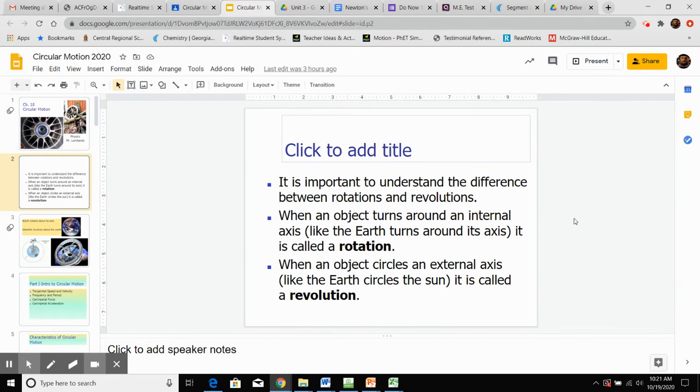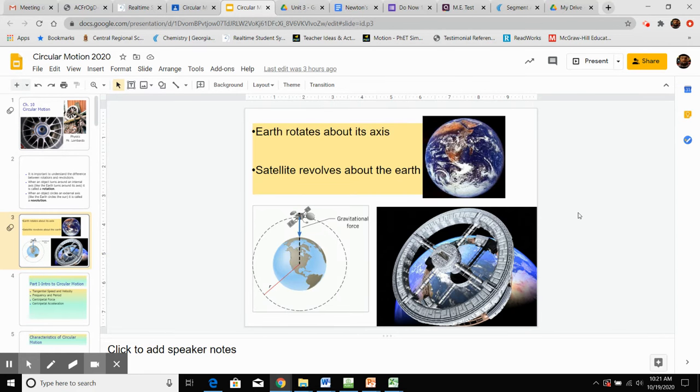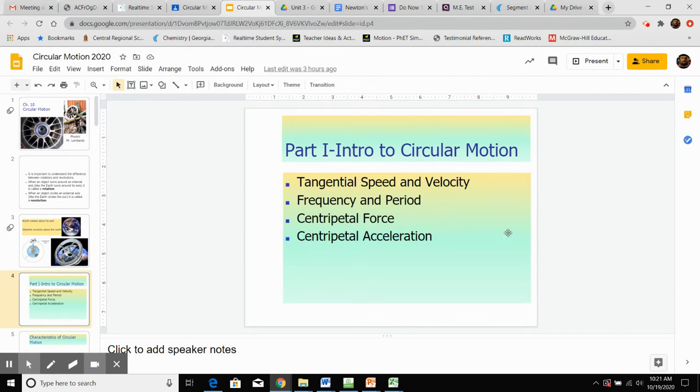So just rolling through some of this stuff, you need to understand the difference between rotation and revolutions. Giving you guys the definitions here, pretty simple, pretty straightforward. These are the terms and variables that you're going to wind up needing to solve for, that I'm going to make you guys solve for. So tangential speed or tangential velocity, frequency and period, centripetal force, centripetal acceleration.